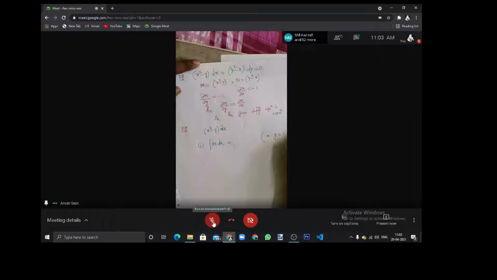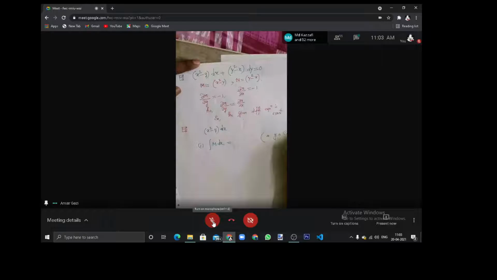Okay. So this can be written ultimately as x cube plus y cube minus 3xy equal to 3c, if we multiply both sides by 3. 3c can be written as k, where 3c equal to k and k is an arbitrary constant. This is the solution of the given exact differential equation. Any doubt? No, sir. Okay.